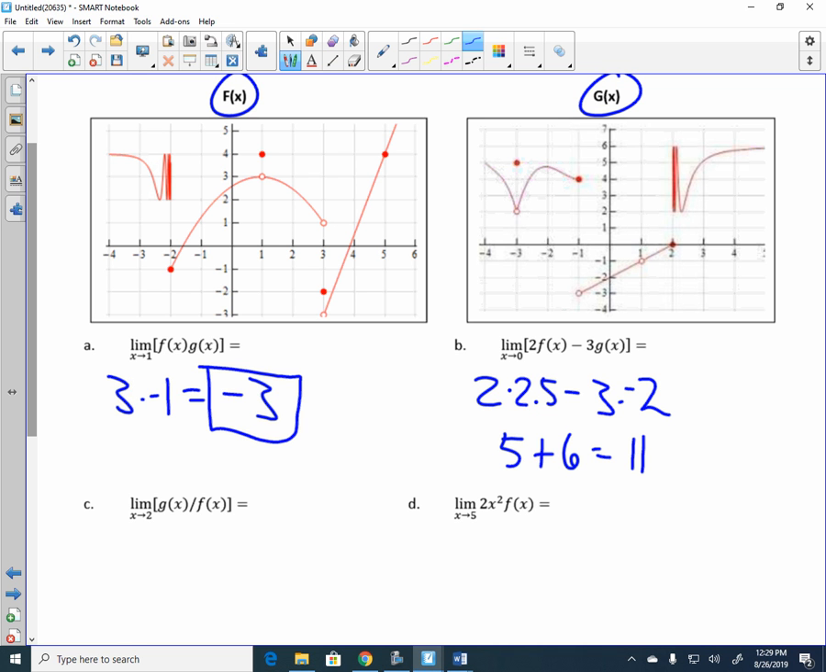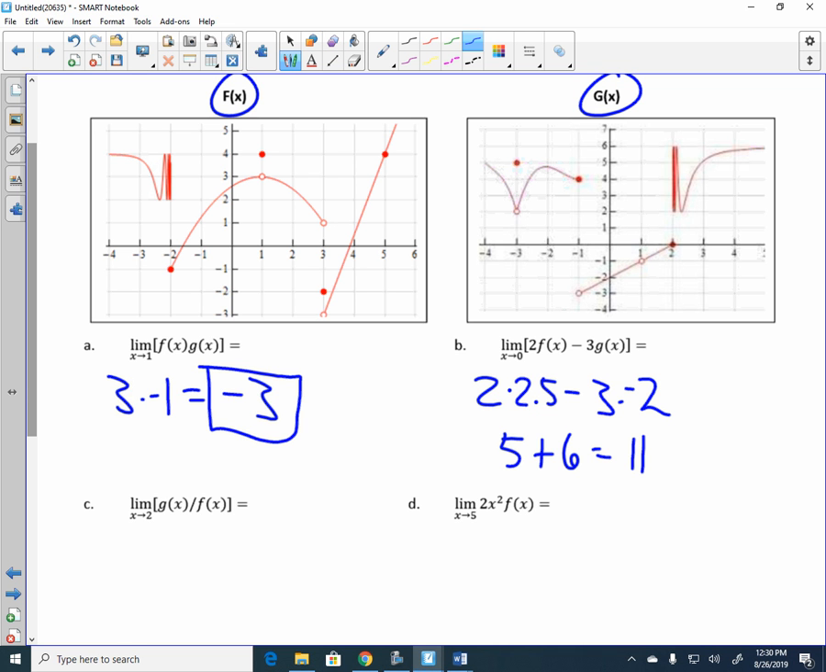Limit as x approaches 2. Now we look at g of x first. As I approach from the left, I have 0. As I approach from the right, do you know what this is trying to show?